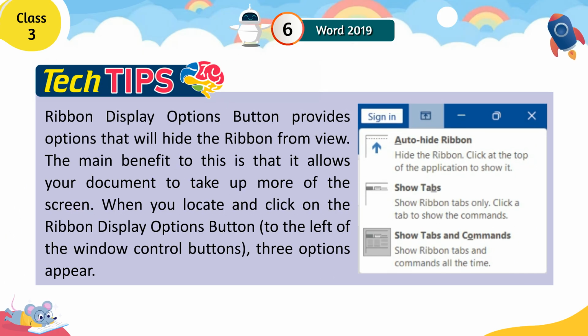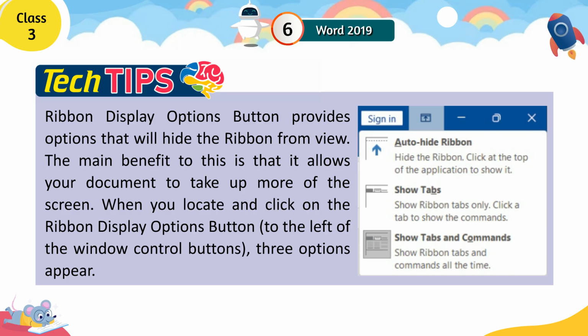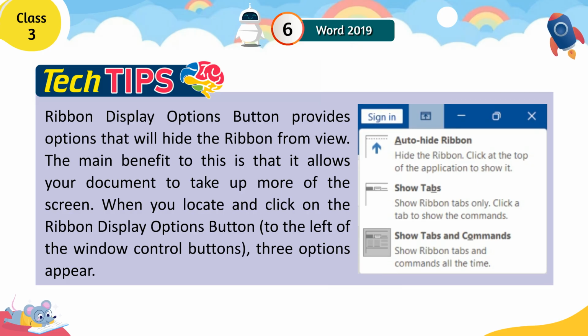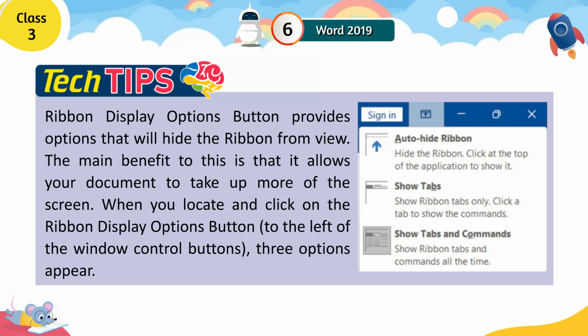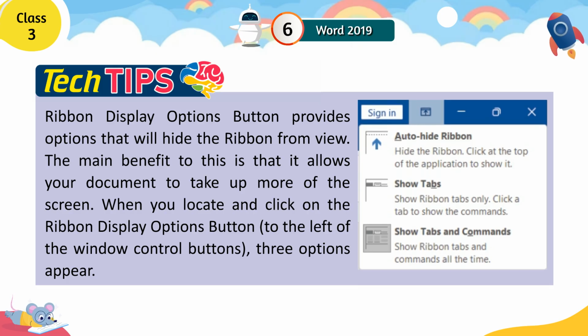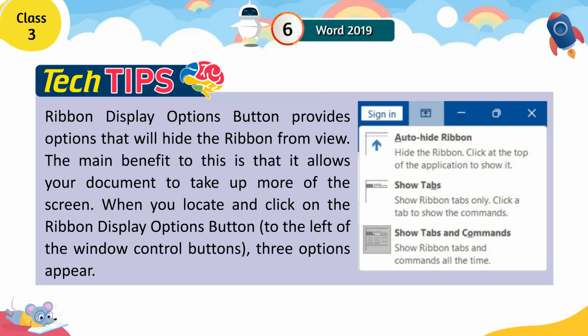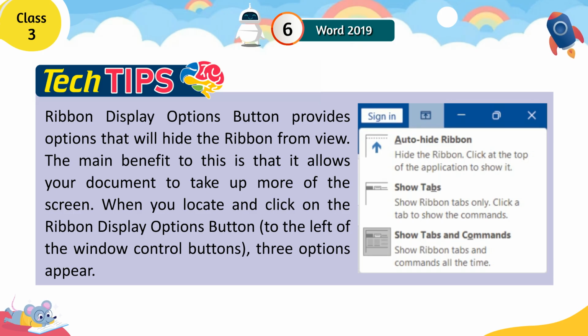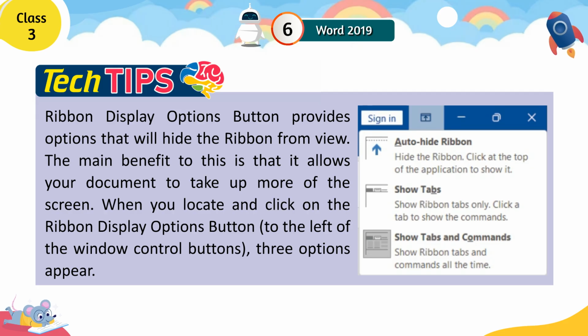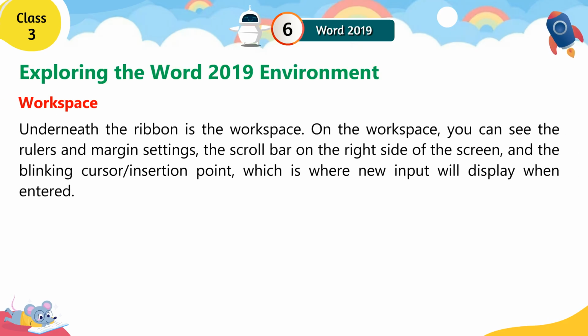Tech tips. Ribbon Display Options button provides options that will hide the ribbon from view. The main benefit to this is that it allows your document to take up more of the screen. When you locate and click on the Ribbon Display Options button, to the left of the window control buttons, three options appear. Workspace. Underneath the ribbon is the workspace. On the workspace, you can see the rulers and margin settings, the scroll bar on the right side of the screen, and the blinking cursor insertion point, which is where new input will display when entered.